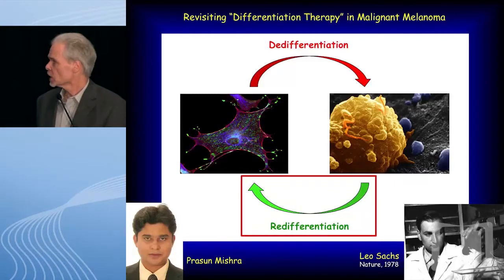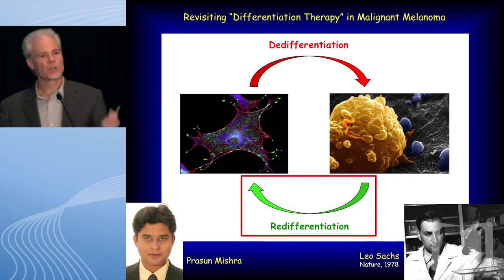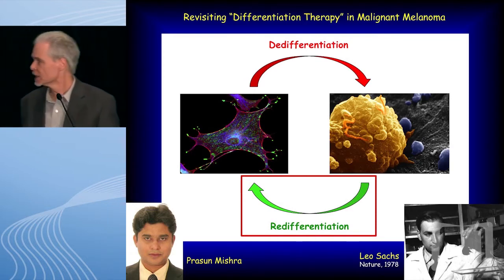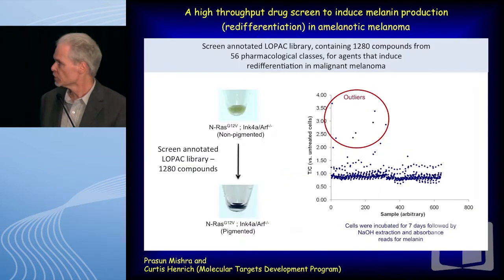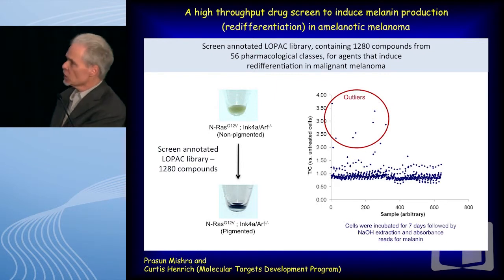All right, and then finally, one quick story on redifferentiation that Prasoon was interested in. Can you go back the other way? Okay, we have a little bit of understanding of what it takes to go from benign to malignant. Can you take cells back the other way? Is that a reasonable therapeutic approach? So here he used the cell lines that we've already characterized. Here's the highly malignant one, and the question is, can we make it go the other way?